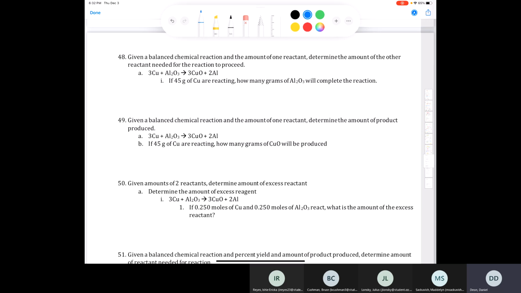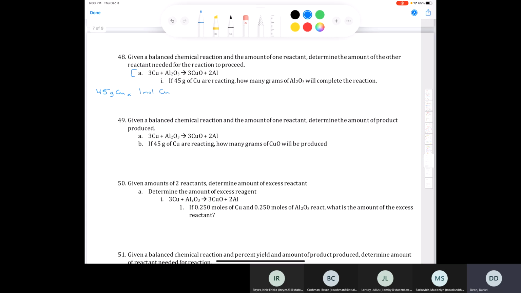So if you have 45 grams of copper reacting, how many grams of aluminum oxide will you need in this reaction? Well, let's just do a little stoichiometry here. Luckily, we have a beautiful balanced equation. So if we have 45 grams of copper, since we have the molar ratios of aluminum oxide to copper, which is 3 coppers to 1 aluminum oxide, first we're going to need to determine the number of moles of copper.